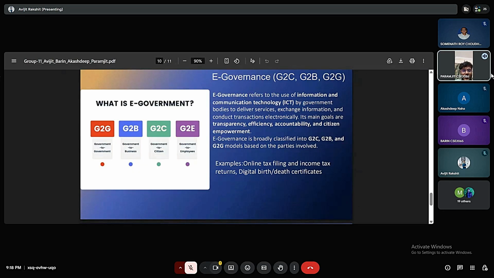Now coming to e-governance. E-governance means the use of information and communication technology by government bodies to provide services online. It mainly focuses on transparency, efficiency, and accountability. These are the types: G2C, G2B, and G2G. G2C is government to citizens, G2B is government to businesses, and G2G is government to government. Common examples include online tax filing, income tax returns, and digital birth or death certificates. Next slide, please.